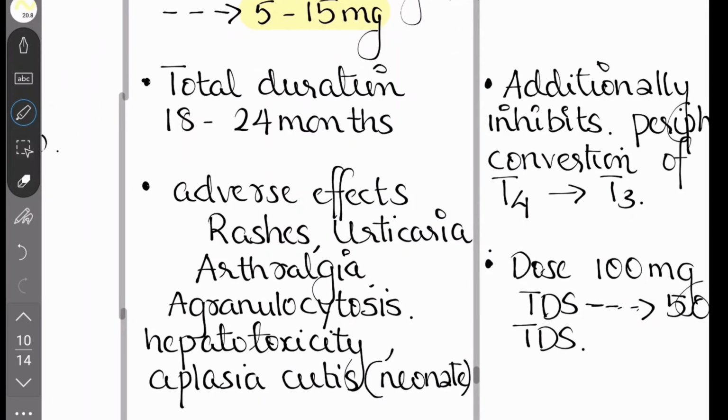The total duration of treatment is 18 to 24 months. That is why for uncooperative patients these drugs are not very useful, because it's a long treatment and sometimes higher relapse can occur with these drugs. And the only advantage is that we don't need to do the surgery. The scar is not there.